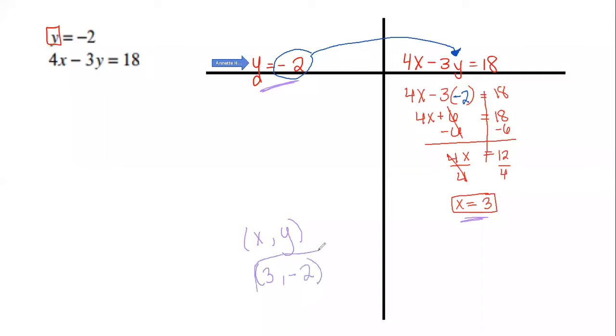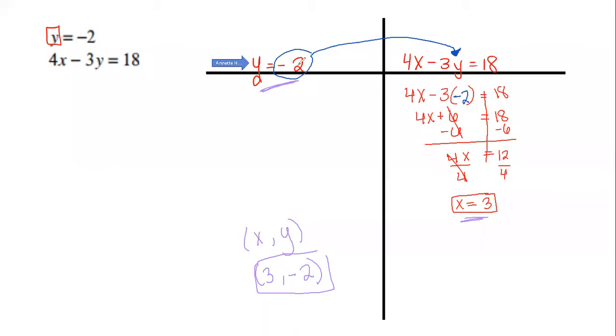We already know what y is. So my solution is 3, -2. Okay? So this is just a basic example of how we do substitution, which we're talking about in class. Another example, and I like to do the T-chart. You don't have to do the T-chart. I just think it's a great way to organize your work so that it makes sense.